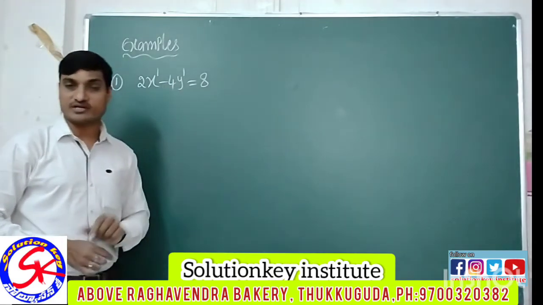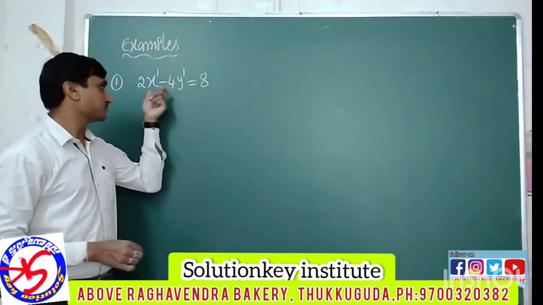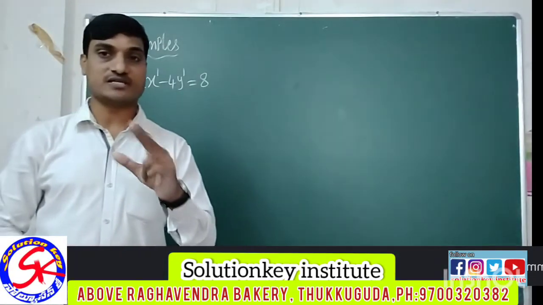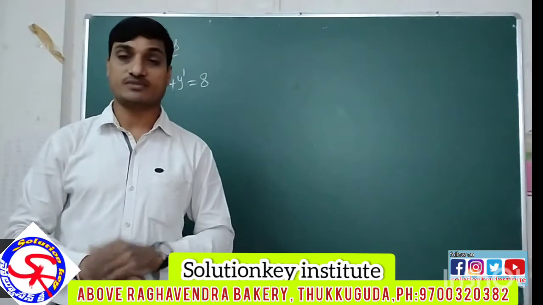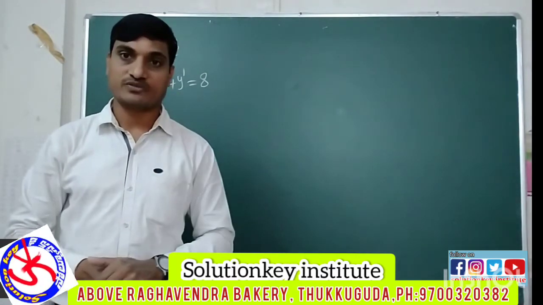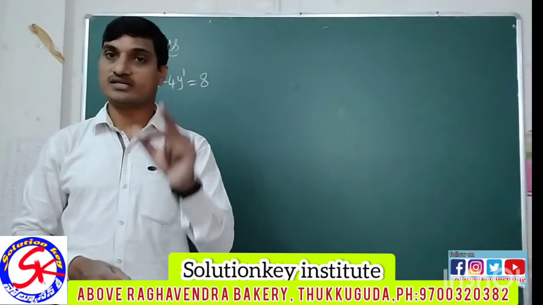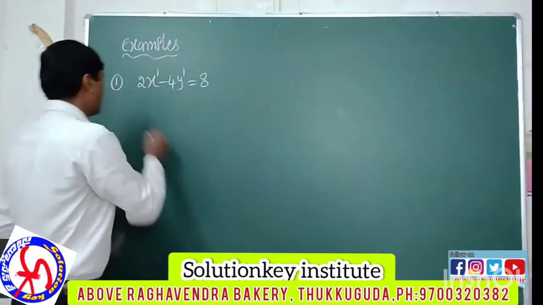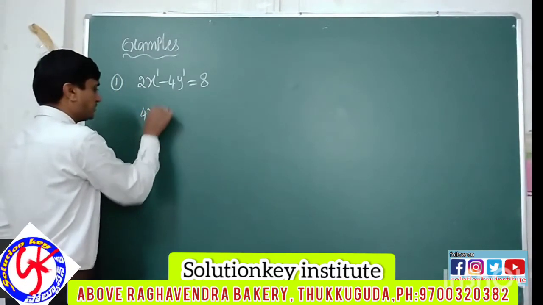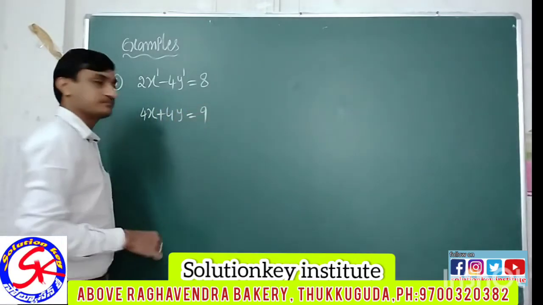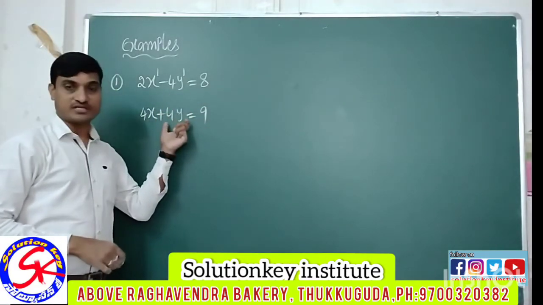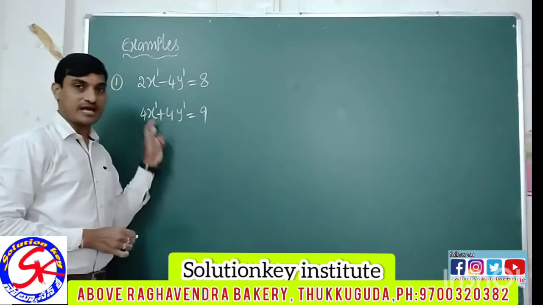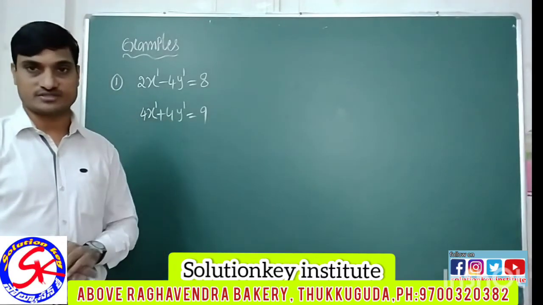But how to decide it is a linear equation in two variables? x is some variable and y is another variable. So here in this equation, two different variables are there, means two different letters are there. That's the reason it is a linear equation in two variables. At the same time, I am taking 4x plus 4y is equal to 9. It is also a linear equation in two variables. See, highest degree is 1. Then it is a linear equation and it is in two variables.